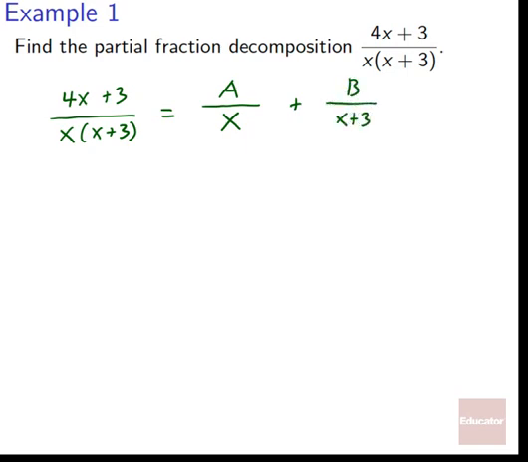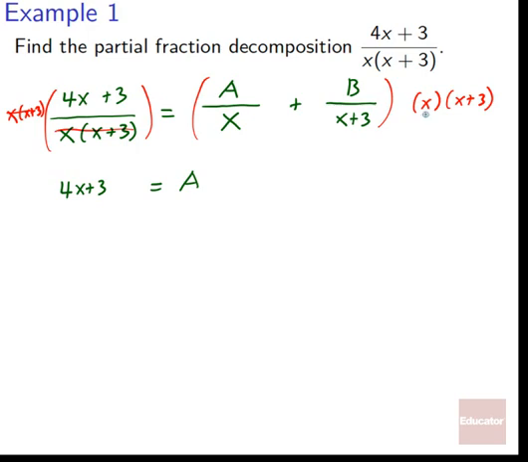Now at this point, we can multiply everything by x and x plus 3. Great. So on the left side, that's just going to cancel this stuff out. And on the right side, it will wind up distributing. So on the left side, we've got 4x plus 3 equals A.